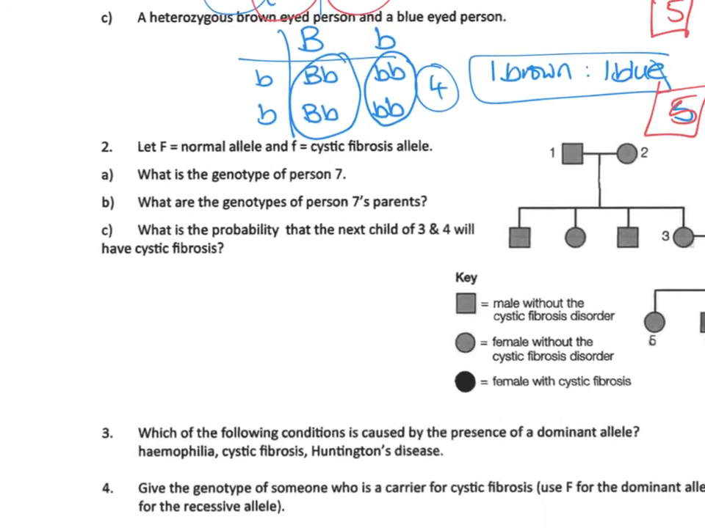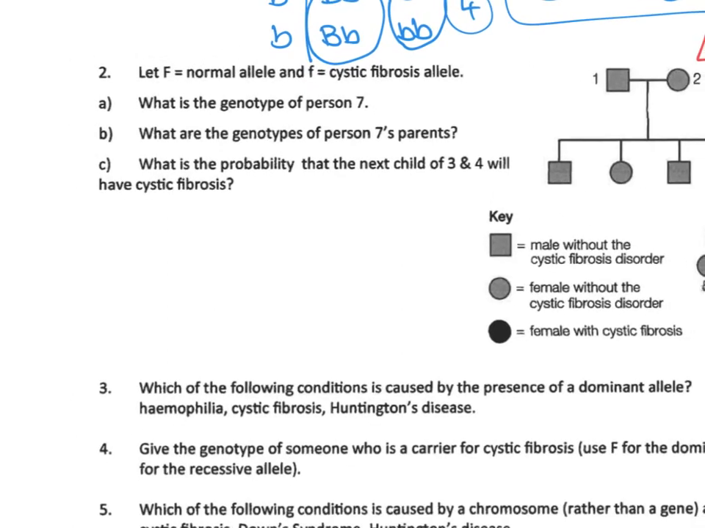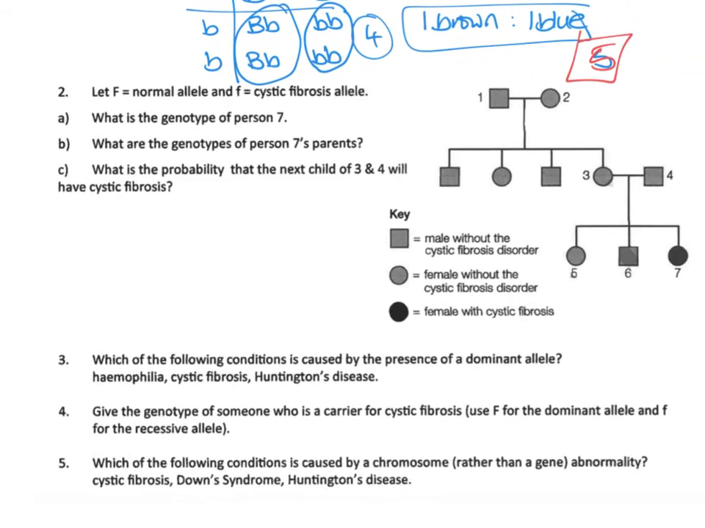Okay. Question 2 is looking at cystic fibrosis. You do need to be very careful how you write your F's to make sure that the examiner can tell the difference between a big F and a small f. So here we can see that female 7 has got cystic fibrosis, okay, because she's shaded in darker than the others. Cystic fibrosis allele is little f, that tells you it's recessive, so she must be little f, little f. So question 2a, what is the genotype of person F or person 7? Well, that's 2 small f's, and make sure they look like small f's.